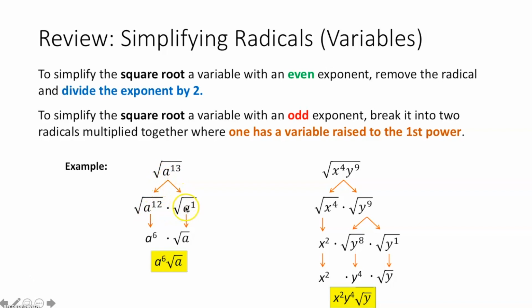But all we did was just take one of the a's out, and now over here we have an even exponent. So when we take the square root of a variable with an even exponent, we just remove the radical and divide the exponent by 2. That's how you get a to the 6th. This rad a stays under the radical.